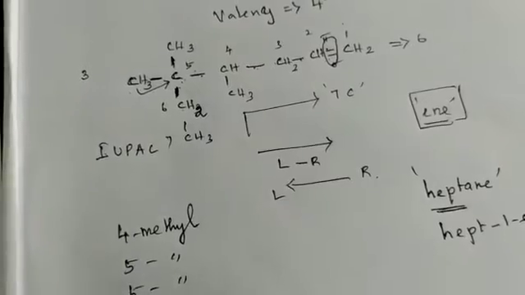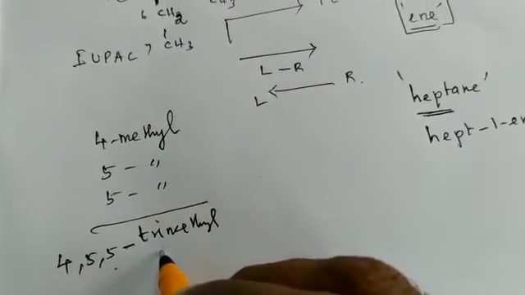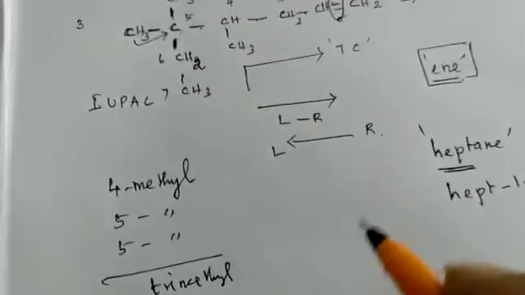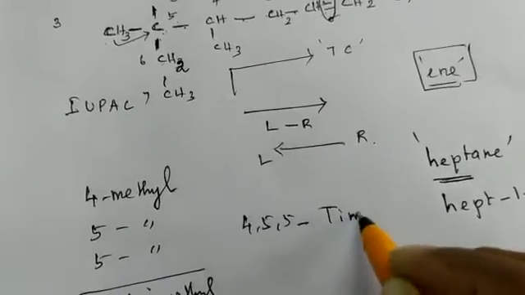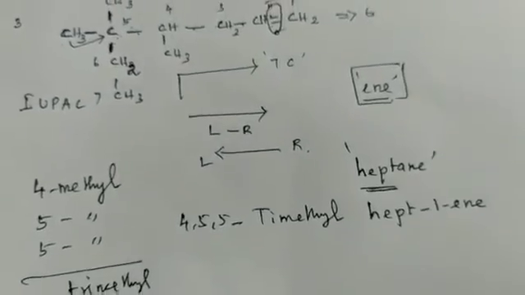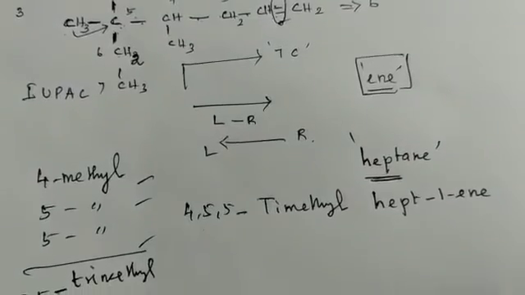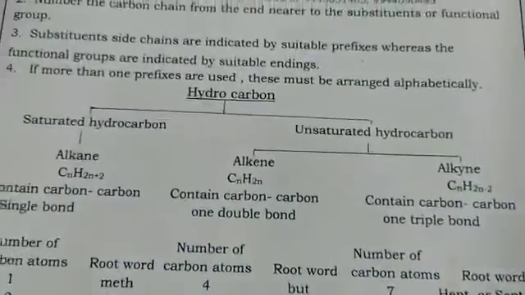What are all the positions? 4, 5, 5. We have to put a hyphen between the position and the name, and we have to put commas in between the positions. So its name will be 4,5,5-trimethylheptane. If different functional groups are present, arrange them on the basis of alphabetical order. That's all.